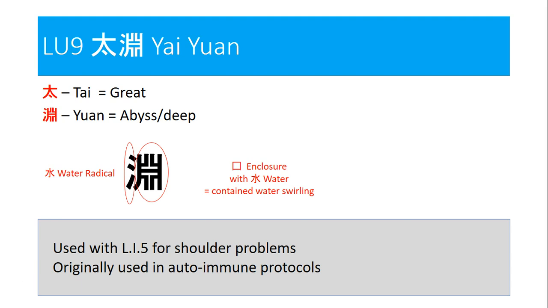Just like lung 8, lung 9, the great abyss, can also fit by name as the meeting point for the vessels. Yuan, an abyss, is water on the left, and the part on the right is meant to represent an enclosure with water in it. Therefore, it is water swirling in a container. We might say that this describes what is happening in the vessels.